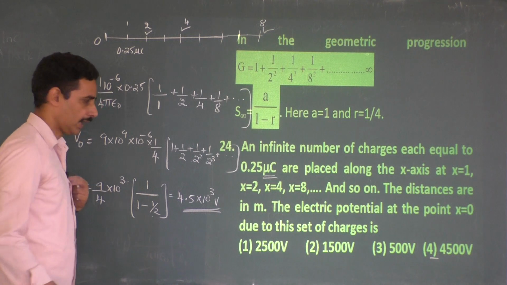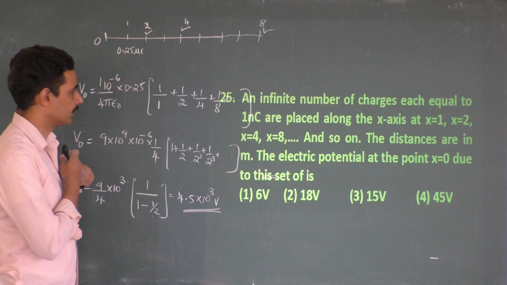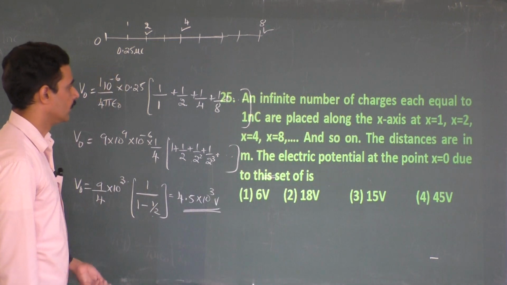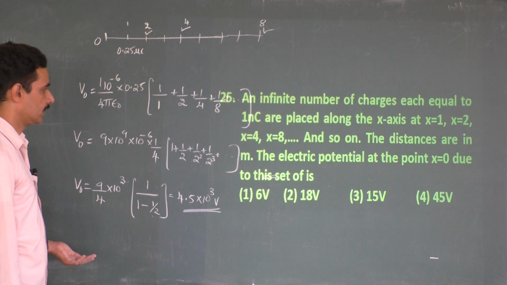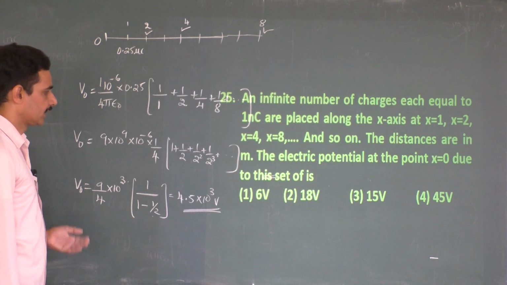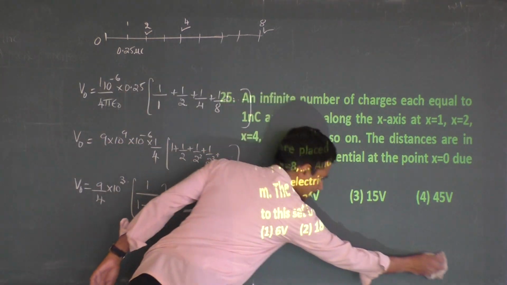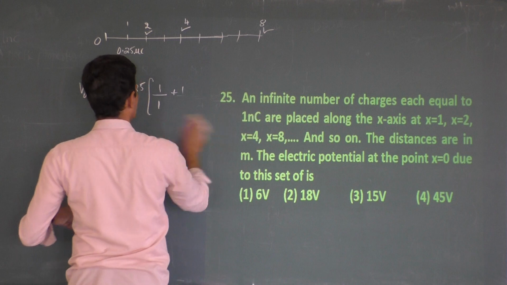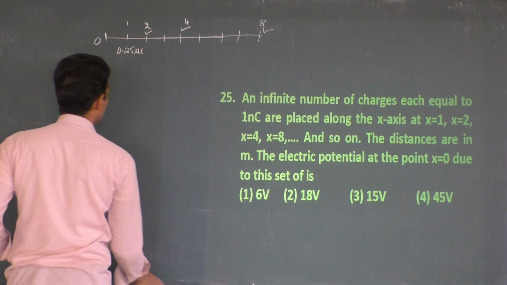We have some other problems of this type also. Suppose the charges are placed, and you want the electric potential at the point x equal to 0. An infinite number of charges equal to 1 nanocoulomb are placed at x equal to 1, x equal to 2, x equal to 4, x equal to 8. I think you can work it out, right? So without any introduction or anything, I can directly solve the problem here.